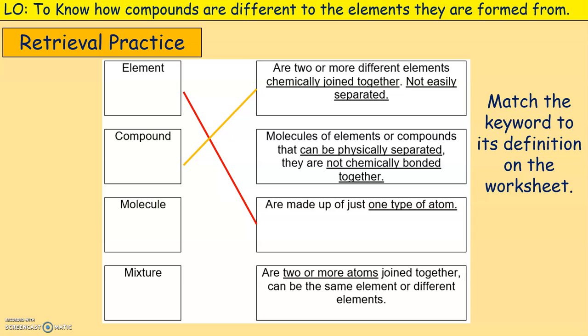And the next question is asking you, what is a molecule? Molecules are 2 or more atoms joined together, and they can either be the same element or different elements. So a molecule can be a compound or an element, but it has to have 2 or more atoms. The next question is asking you, what is a mixture? These are molecules of elements or compounds that can be physically separated but are not chemically bonded together. If you got full marks, give yourself a mark. If you didn't get full marks, make sure you use a green pen to correct your mistakes.